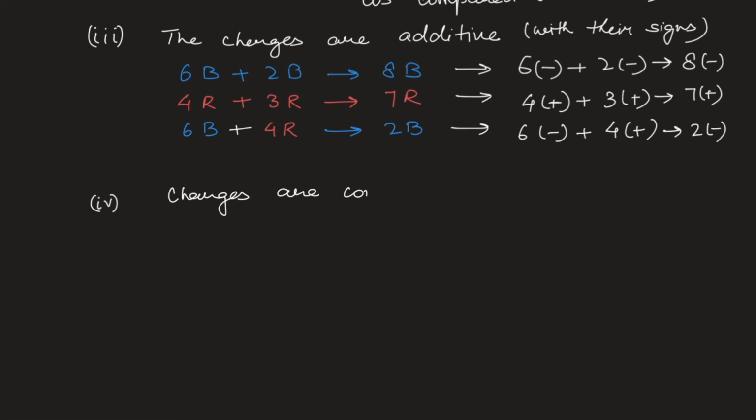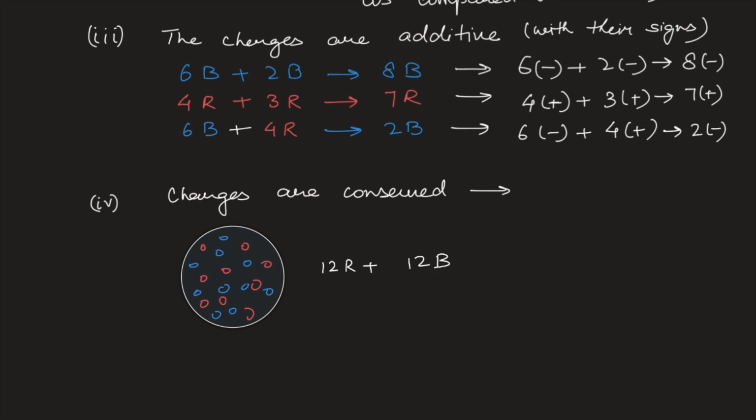Charges are conserved. You can never actually create or destroy charges. So if a material has, let's say, it's highly unlikely, but just for the sake of simplicity, if the material has 12 red plus 12 blue charges, or every time I'm writing red and blue, I'll say 12 positive and 12 negative charges. So the overall charge is equal to 0.